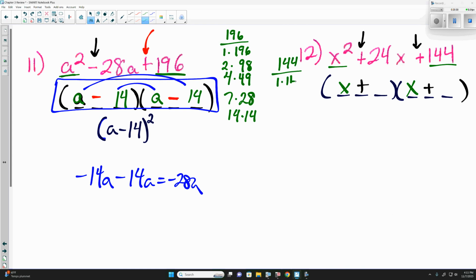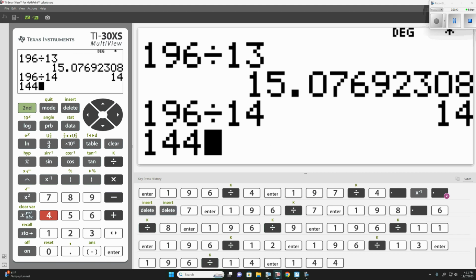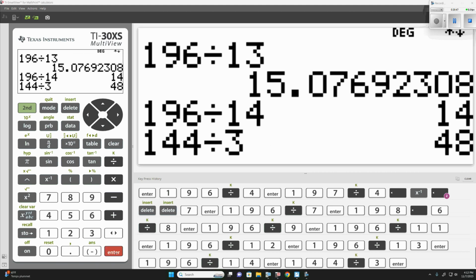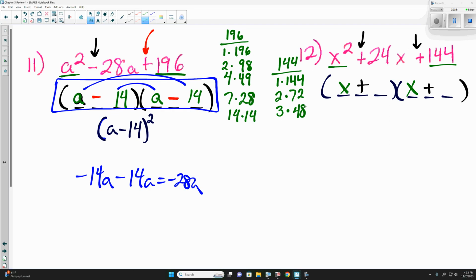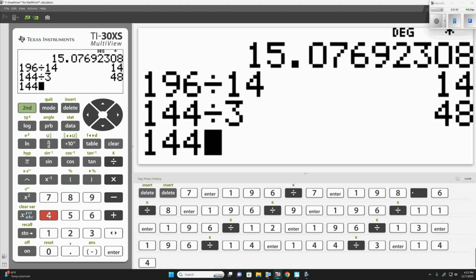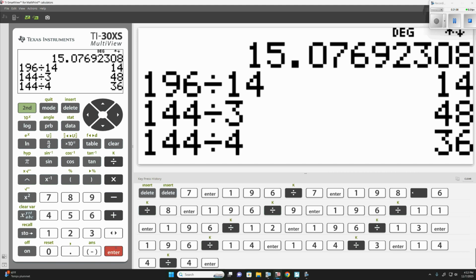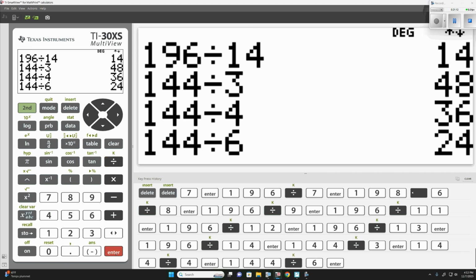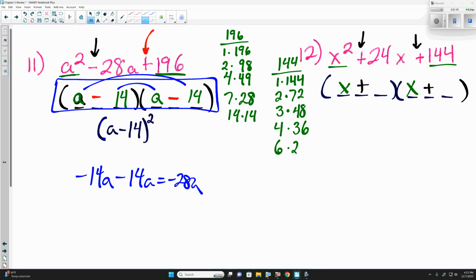Factors of 144 are 1 and 144, 2 and 72, 3 and 48, 4 and 36. 144 won't divide by 5, but it will divide by 6. 6 and 24. 7 will not go into 144.